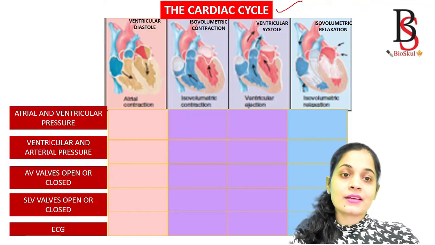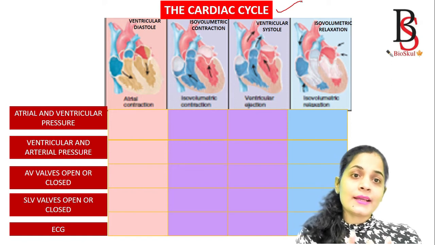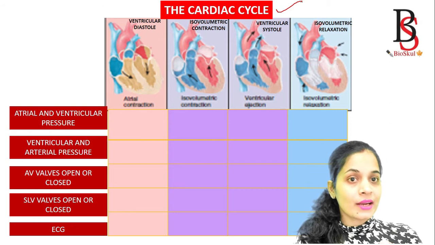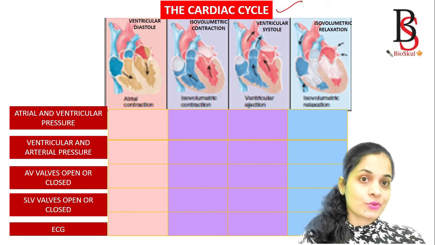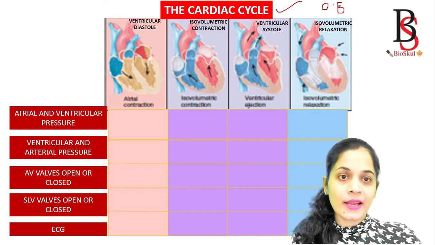Today's session is the cardiac cycle. So what is the cardiac cycle? The cardiac cycle is the mechanical event that begins at the end of one heartbeat and lasts until the beginning of the next one. For that it takes on average 0.8 seconds.